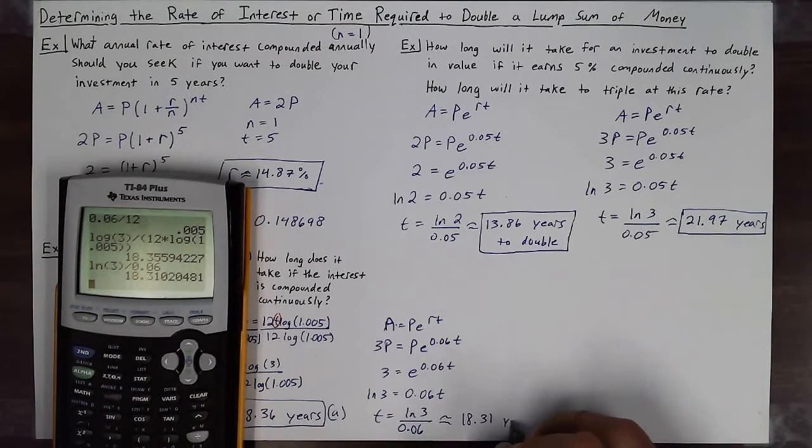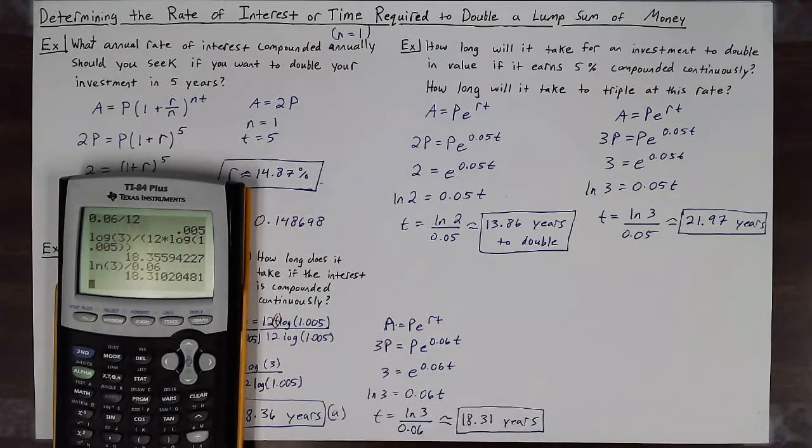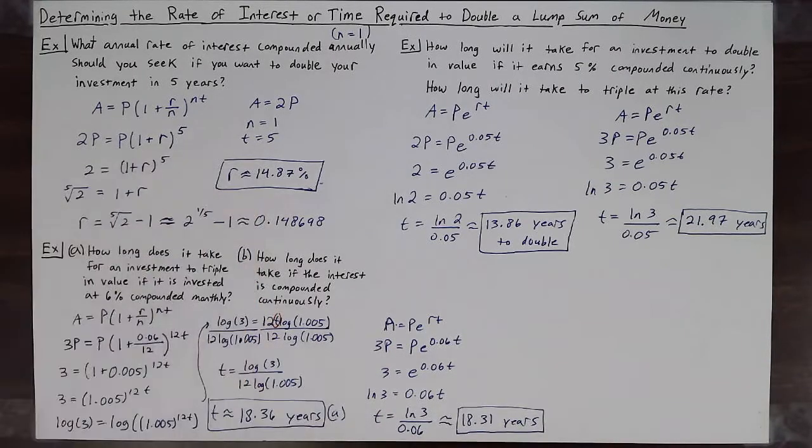18.31 years. So notice there's not too much of a difference, but you do triple the value a bit sooner than you would if it was compounded monthly. And that is how you determine the rate of interest or time required to double a lump sum of money.